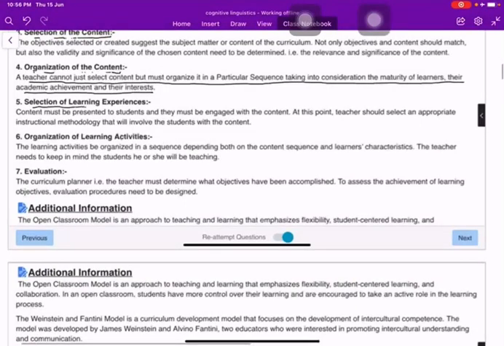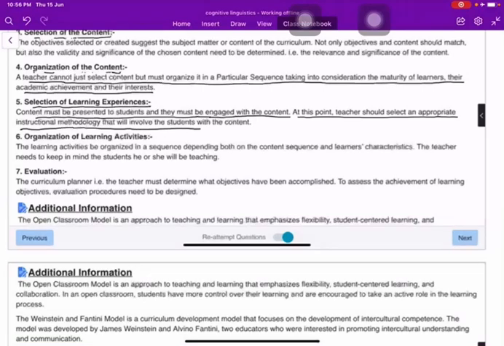Now, the next, selection of learning experiences. Content must be presented to the students and they must be engaged with the content. At this point, teachers should select an appropriate instructional methodology that will involve the students with the content.